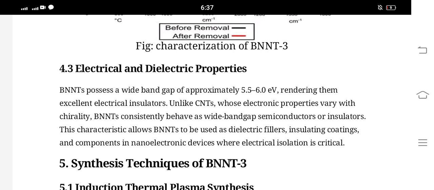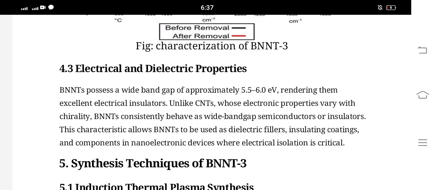This chirality independent electronic nature is a major advantage as it ensures uniform and predictable electrical properties across different boron nitride nanotube samples. The wide band gap arises from the polar nature of the boron-nitrogen bond, which creates strong localization of electrons and suppresses electrical conduction.